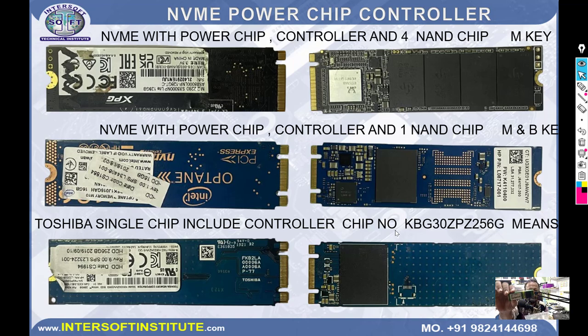You can see here. Okay, only one NAND, it includes the controller, only the power section is different. So some ICs have only the power section different, and some have a controller plus NAND in the same IC. So these are the different NVMe chips. Here also you can check the controller and the old NVMe, you can find this type. So we have different NVMe's for practice.